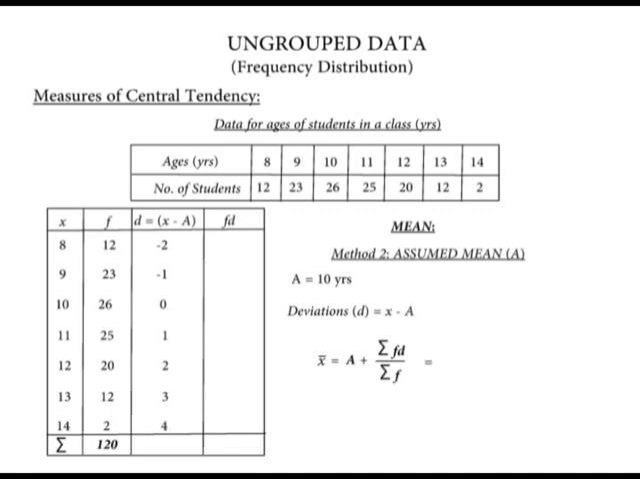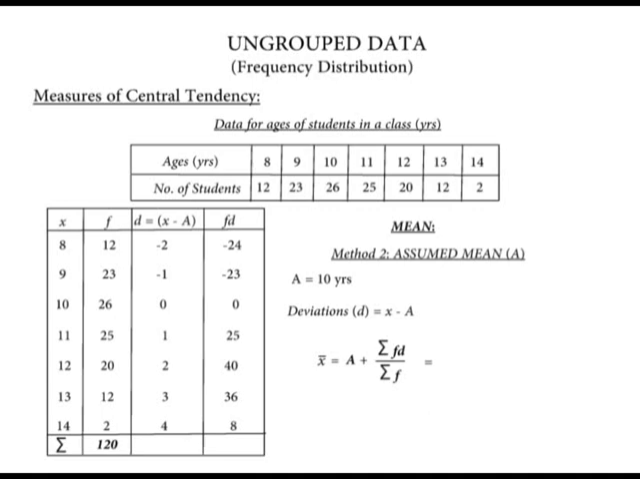Now FD, we multiply the frequency times the corresponding deviation. 12 times minus 2 is minus 24. 23 times minus 1 is 23. 26 times 0 is 0. We proceed the same and we shall get 25, 40, 36 and 8.